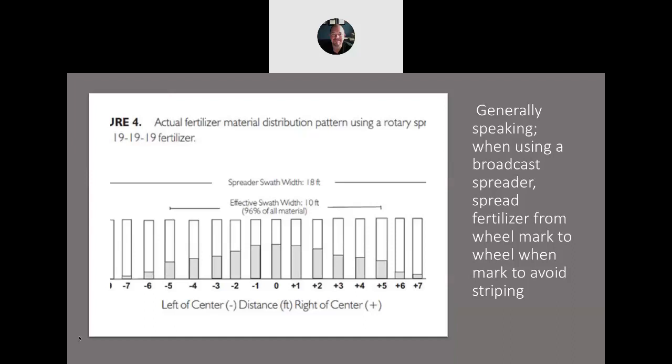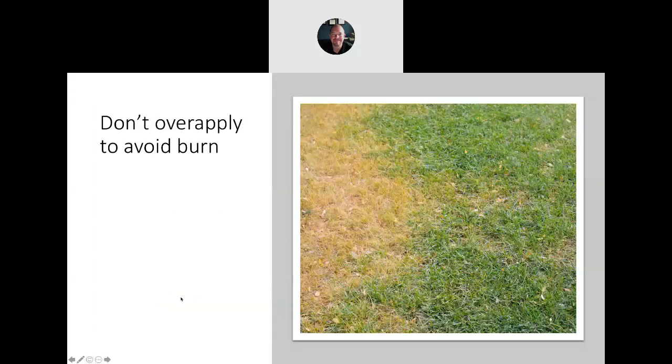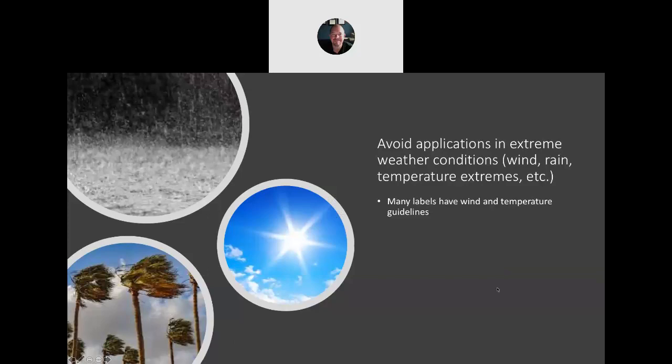So on a ride-on spreader sprayer unit, you're going to determine your effective spray width first, and then you're going to turn down the speed on your impeller to adjust that spread pattern so that it falls wheel mark to wheel mark more or less. That should get you pretty close to where you need to be. Again, we don't want to over apply because that's going to cause burn, so we definitely don't want to see that happening. And we also want to avoid applications in extreme weather conditions.